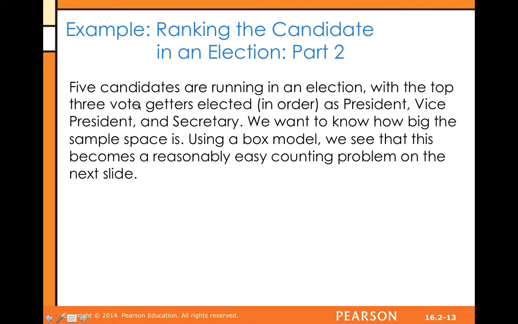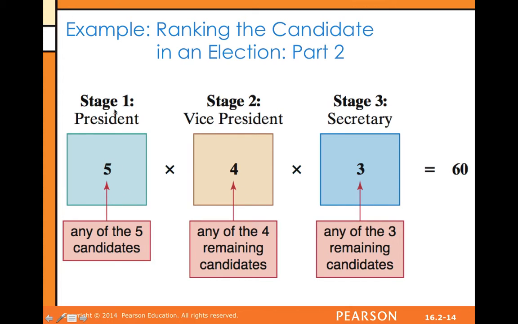So we have 5 candidates. We want to know how many ways can you get 3 candidates out of the 5, in order. So how many ways are there to get a president, followed by a vice president, followed by a secretary? So using a box model, we see that this becomes manageable to count using the multiplication rule. At stage 1, again, you're just counting the total number of ways we could have a president followed by a vice president followed by a secretary.